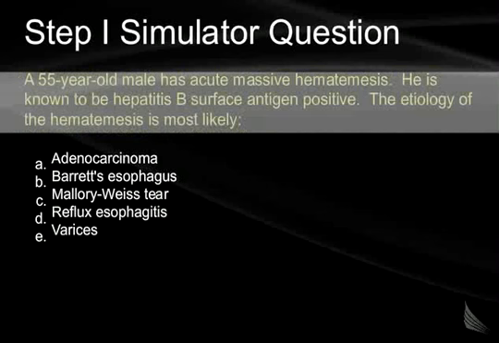Now with the step 1 simulator question. A 55-year-old male has acute massive hematemesis. He's known to be hepatitis B surface antigen positive. The etiology of the hematemesis is most likely A. Adenocarcinoma, B. Barrett's esophagus, C. Mallory-Weiss tear, D. Reflux esophagitis, or E. Varices.